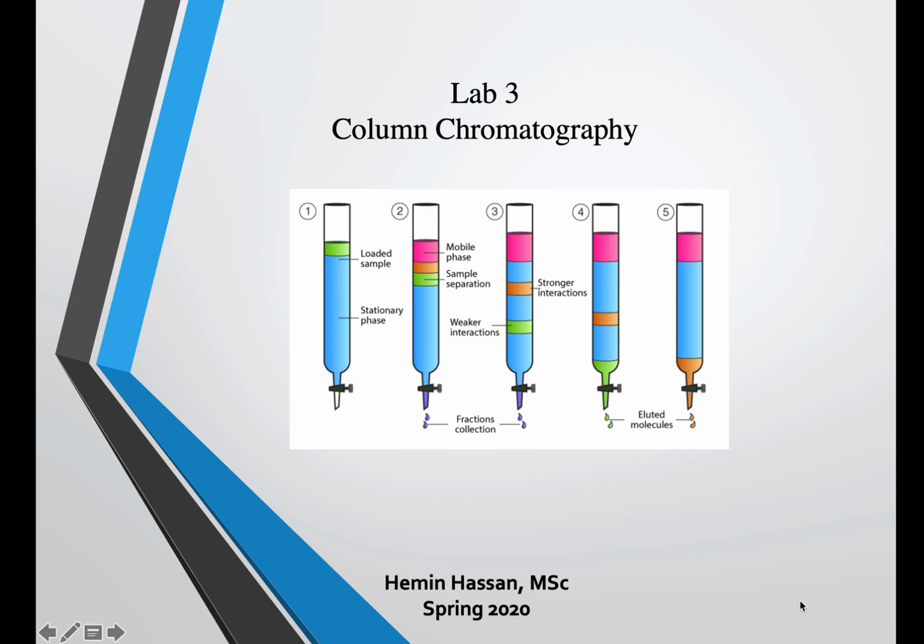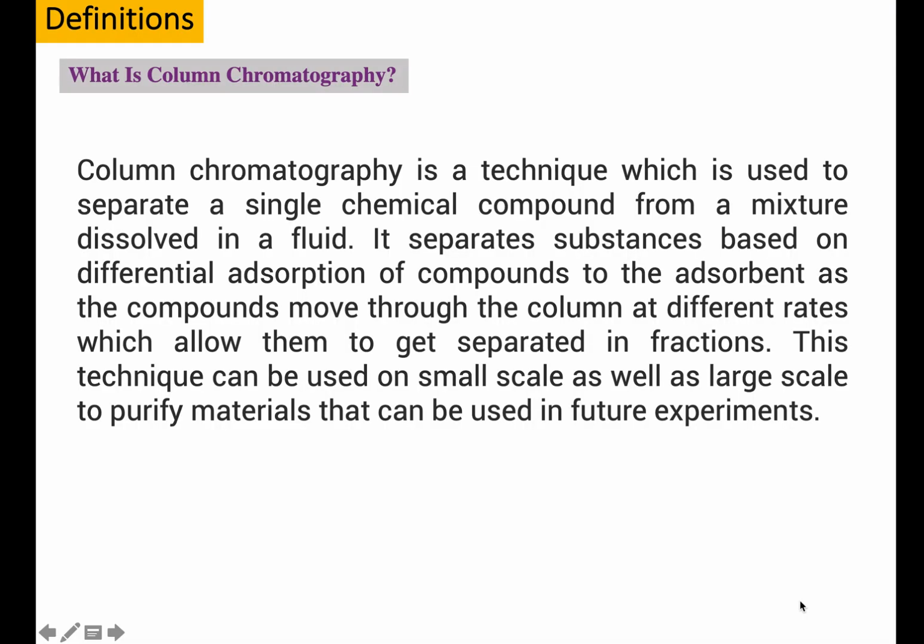Basically, the descriptive photo here illustrates how the components of a mixture can be separated. Let's start with a definition. Column chromatography is an analytical technique used to separate a single component, a desired product or a drug product, from a mixture of unwanted materials as a result of a chemical reaction, or a mixture of diastereomers.